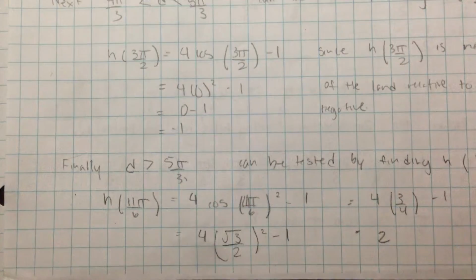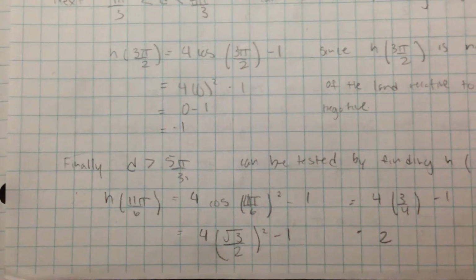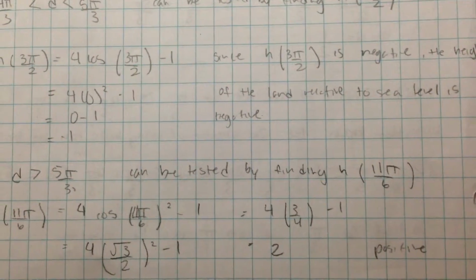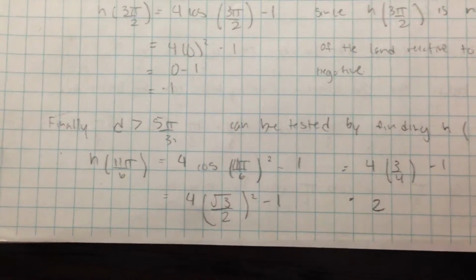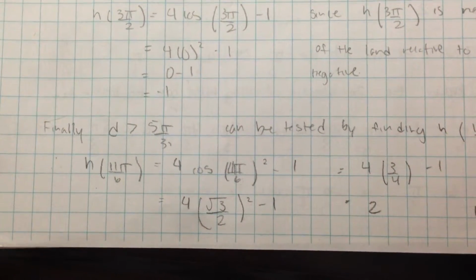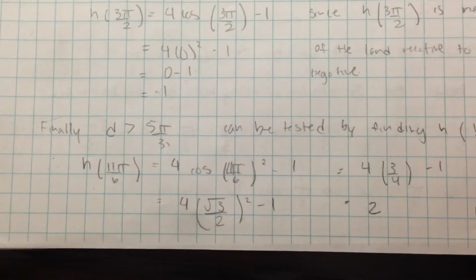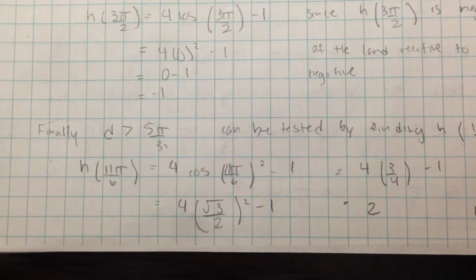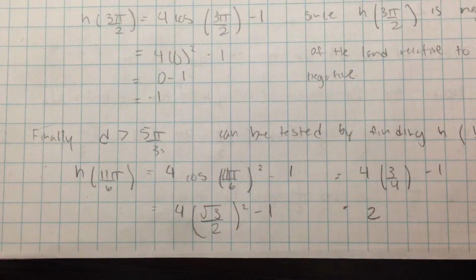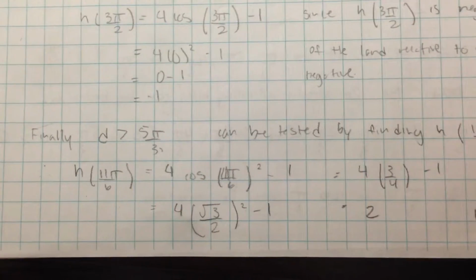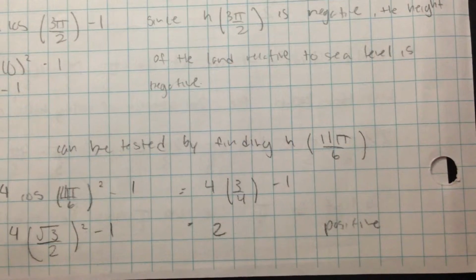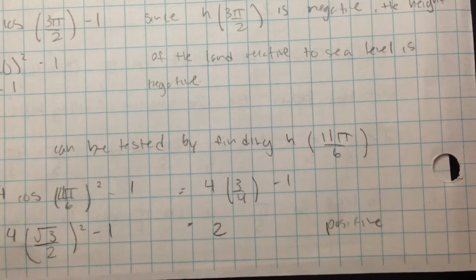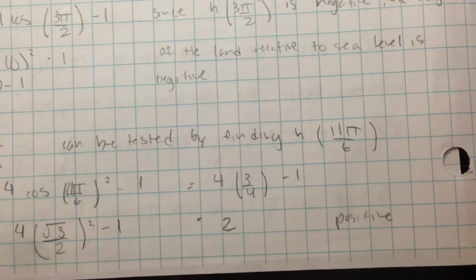Now finally, you want to test the last interval, which can be tested by finding h of 11 pi over 6. So h of 11 pi over 6 equals 4 cosine squared 11 pi over 6 minus 1. And cosine 11 pi over 6 is the special value root 3 over 2. When you square that, you get 3 over 4. You get rid of the square root, and you get 4 times 3 over 4 minus 1 equals 2.